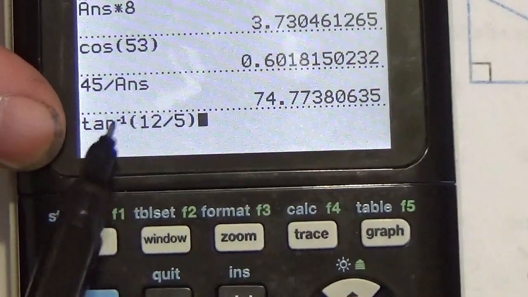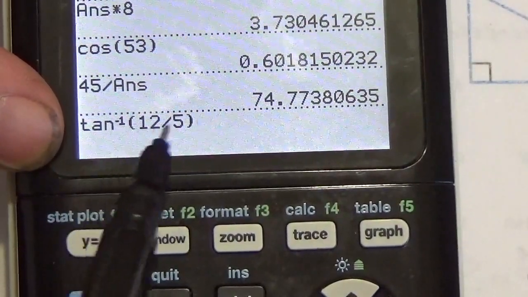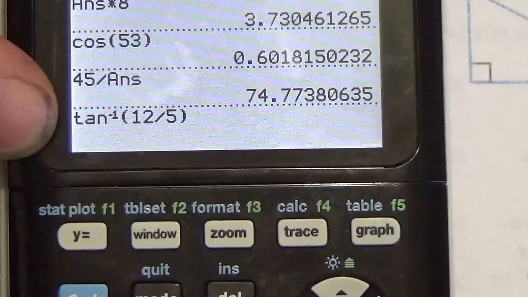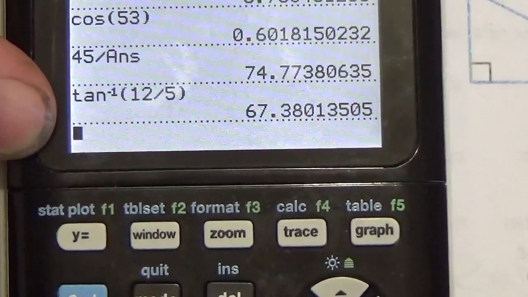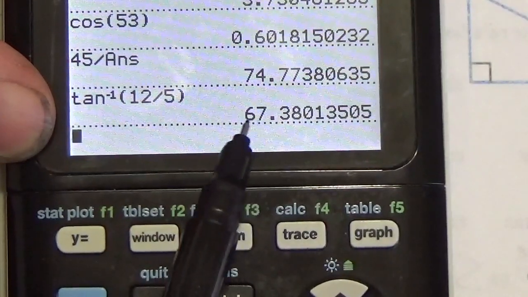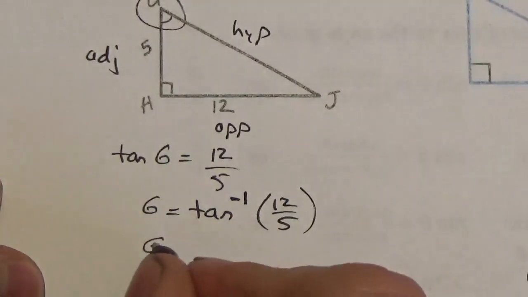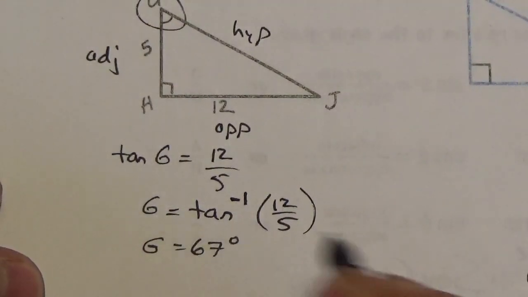So this notation says that, hey, calculator, what you're going to get is the ratio. Can you tell me what angle goes with it? And I press enter. And to the nearest degree, I know that that angle is supposed to be 67. So G is equal to 67 degrees.